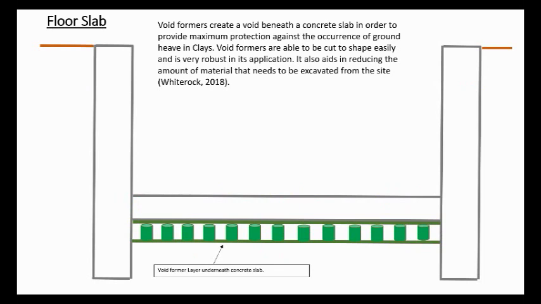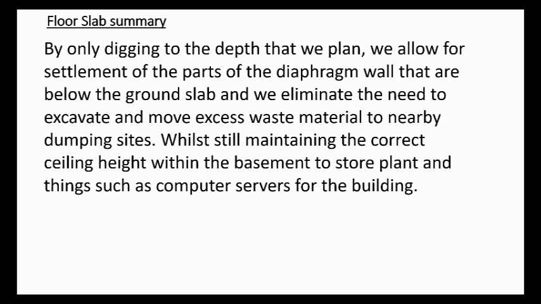This will cause the walls to overturn, as shown in the displayed image. To combat this pressure release, we could excavate to 4.3 meters deep and lay a 400mm concrete floor slab on top of a 60mm void former layer, using the same waterproofing methods as we have used for the walls, such as waterproof concrete and internal water stops. By only digging to the stated depth, we allow for settlement of the parts of the diaphragm wall that are below the ground slab, and we eliminate the need to excavate and move excess waste material to nearby dumping sites.